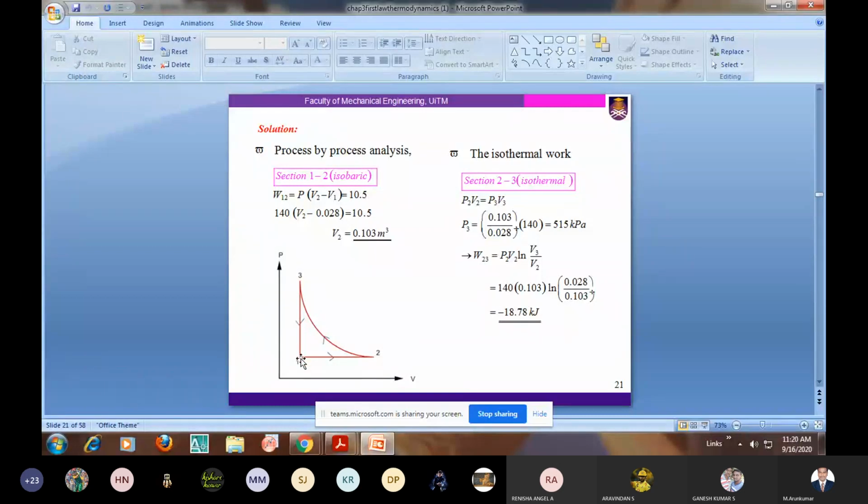At this point, the pressure is 140 kilopascal. So yes, 515 is the maximum.